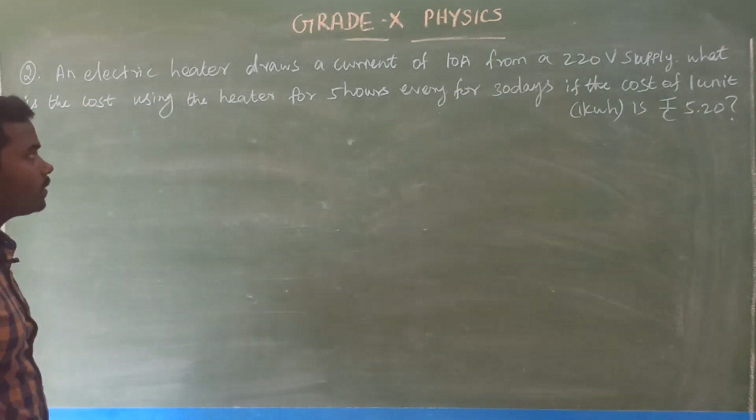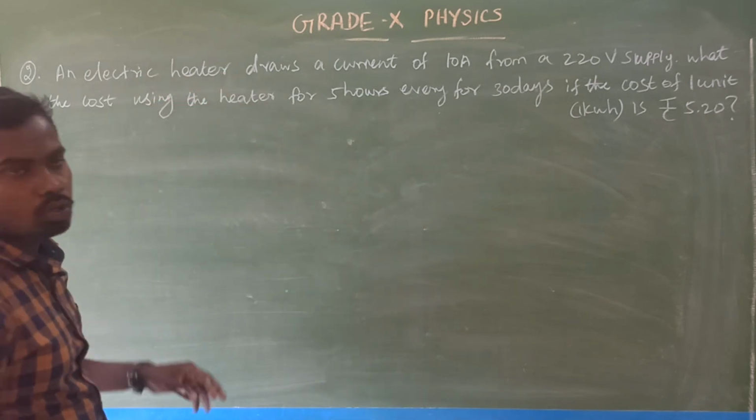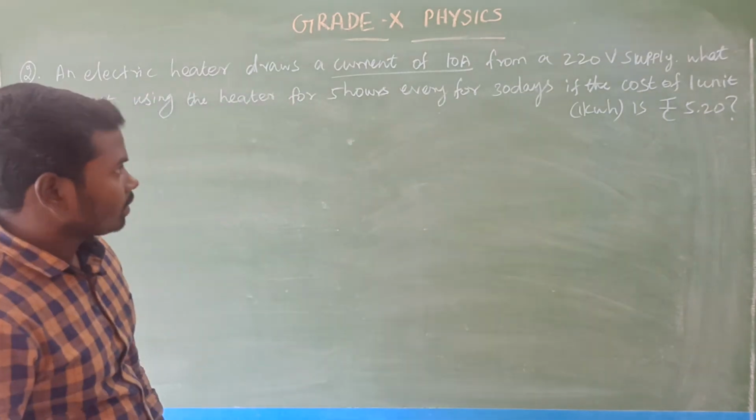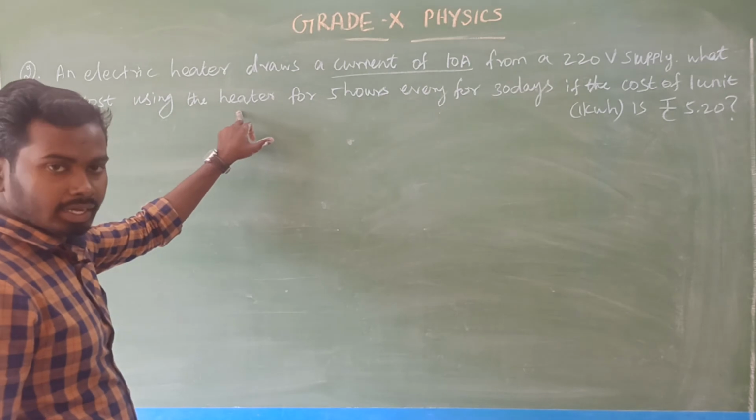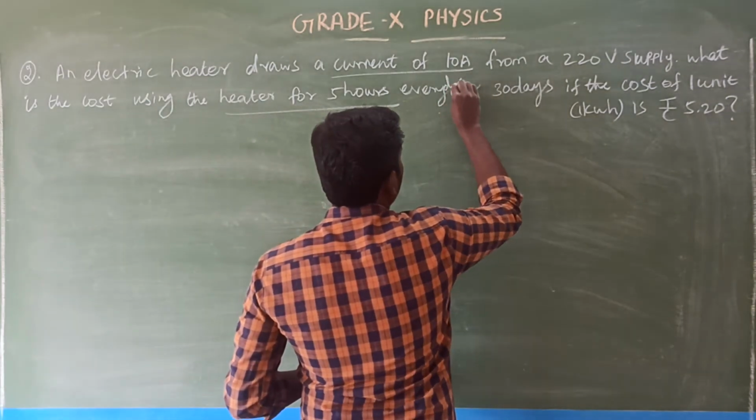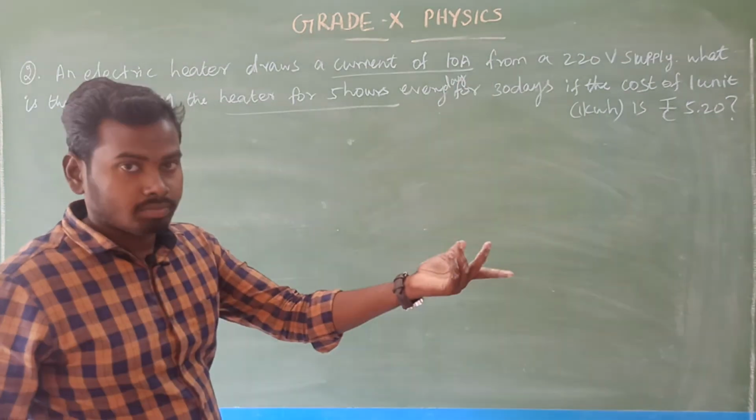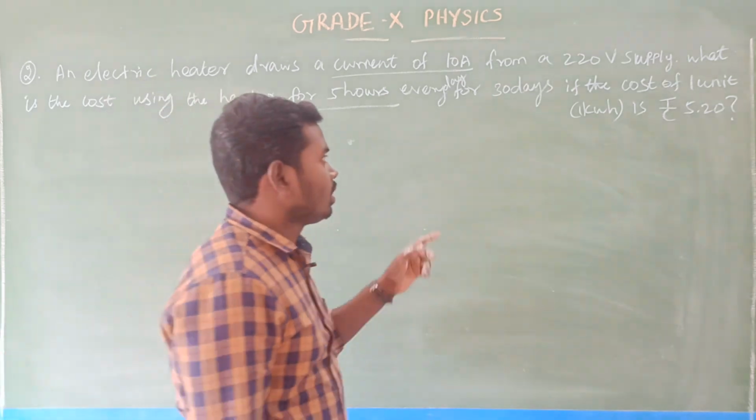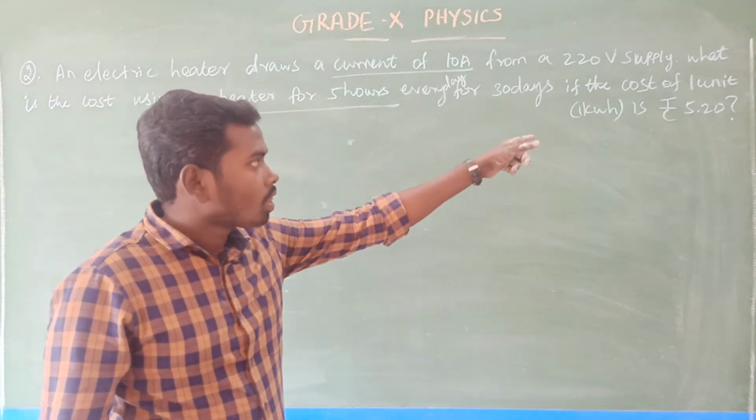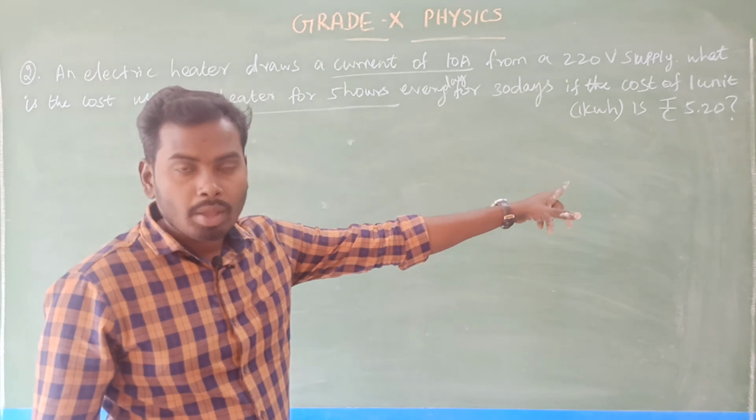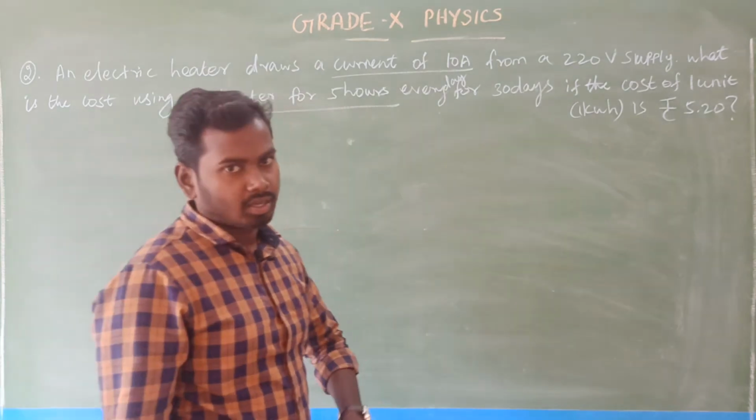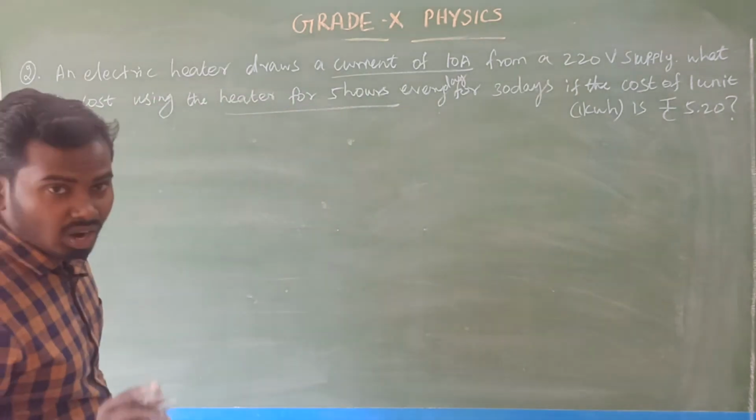Listen here. What is the question? An electric heater draws a current of 10 ampere from the voltage 220. What is the cost of using the heater for 5 hours every day, for 30 days, that is equal to 1 month, if the cost of 1 unit of electricity charge is 5.20 rupees, which means 5 rupees 20 paisa.